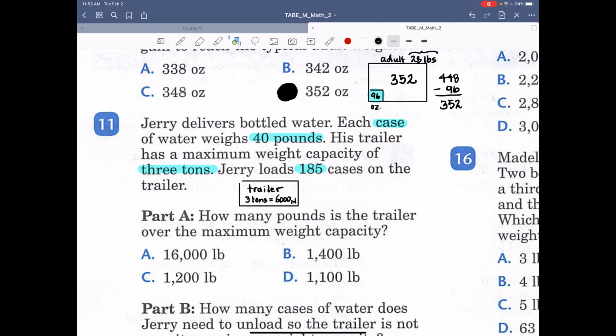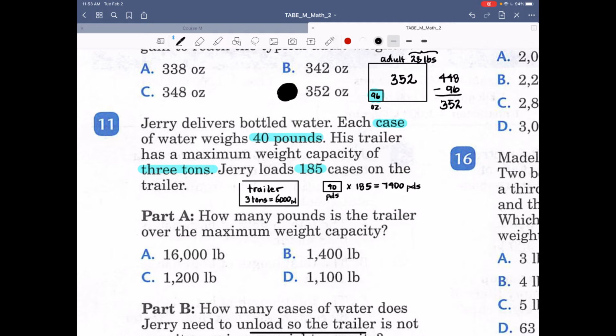Now, we have another type of box. We have the case of water. And the water weighs 40 pounds. And Jerry has 185 of those cases. So let's do 185 times 40. And that is 7,400 pounds. Because this was 40 pounds.